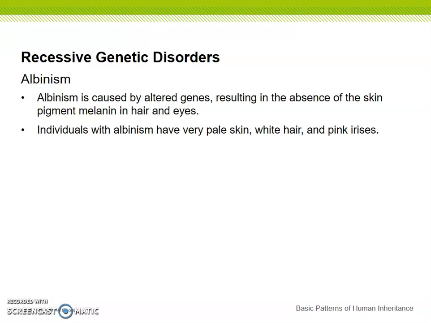All right, albinism. You guys have all heard of albino organisms. It is caused by altered genes that result in the absence of the skin pigment called melanin. That's what gives your skin and hair and eyes color. People with albinism, they don't produce those pigments, so they have very, very pale skin, white hair, and pink irises because they are unable to produce the pigments that cause those colors.